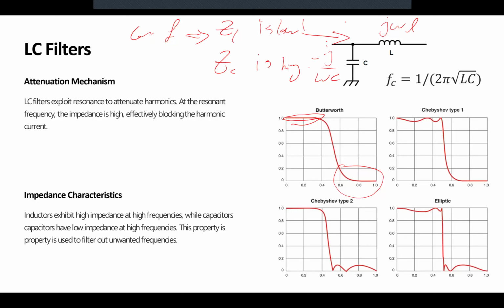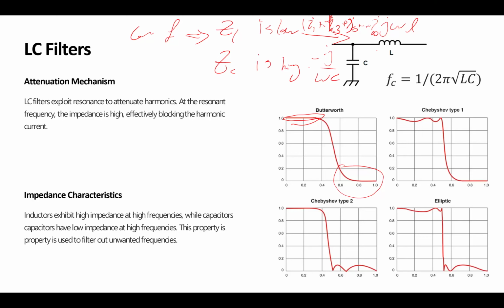Now, imagine there is a current moving in. That current has several components: the fundamental, the third harmonic, the fifth harmonic, all the way to the infinity harmonic. As we said in AC circuit analysis, when we want to analyze an AC circuit, we do one frequency at a time, and then use superposition to see what's going to happen.